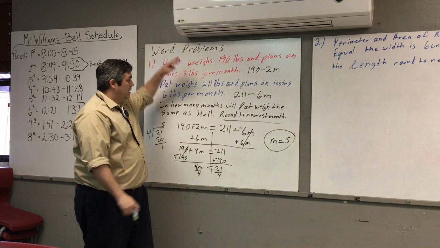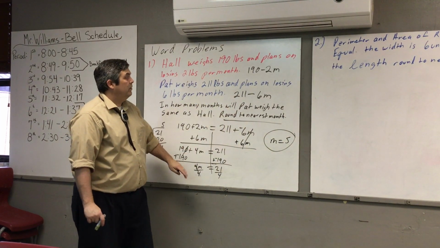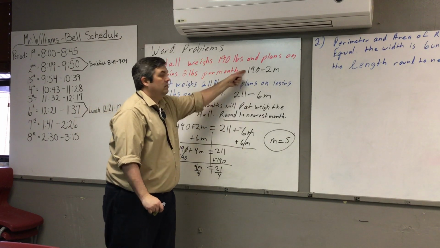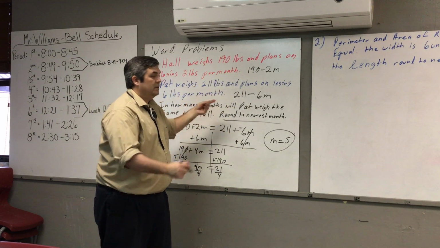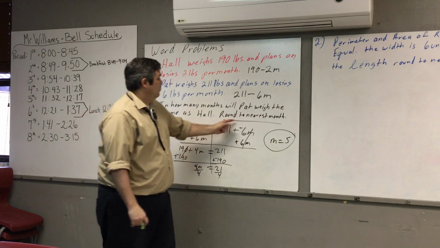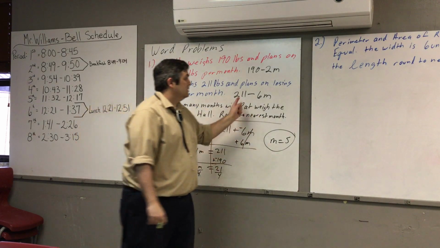Guys, it's really straightforward once you get these two things. Once you have these two things, you set them equal to each other and you solve. And then watch where they're telling you to round. That's all it is to this.